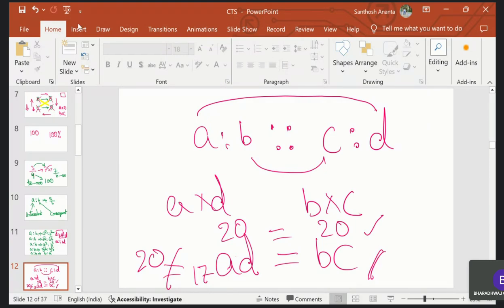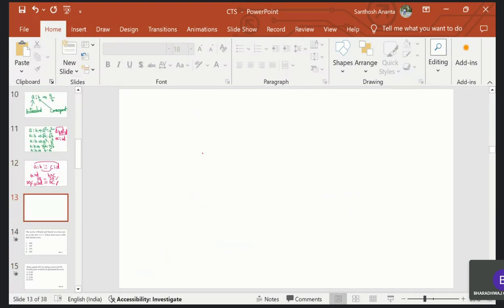This is about ratios. Now coming to the very important concept, that is profit, loss, discount and successive discount. Now coming directly, I'm discussing only the shortcuts. I'm not going with the formulas. Just we are going with only the shortcuts.